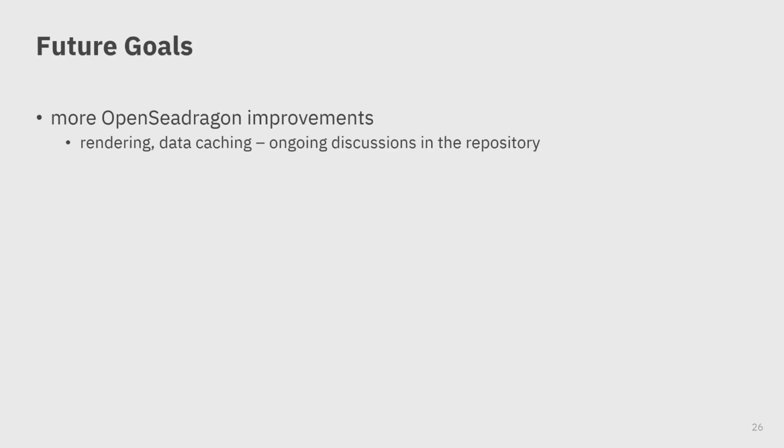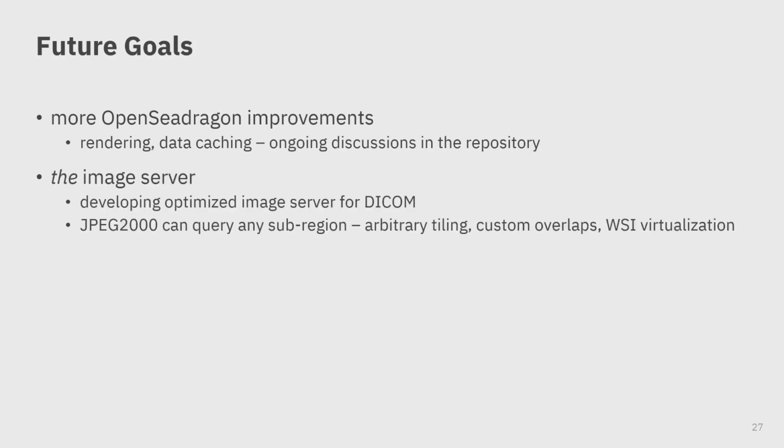In the future, there are many things we want to focus on. The OpenSeaDragon library can be further improved for better caching and rendering behavior. The discussions are already in progress. Although the viewer tries to abstract from underlying services, we need to have a good image server. We want to continue in the data transfer optimizations, support for DICOM WSI, and bring forward advanced features. Such features include arbitrary tiling, or defining custom tile overlaps. It would also be possible to create virtual subsets of physical WSI slides.